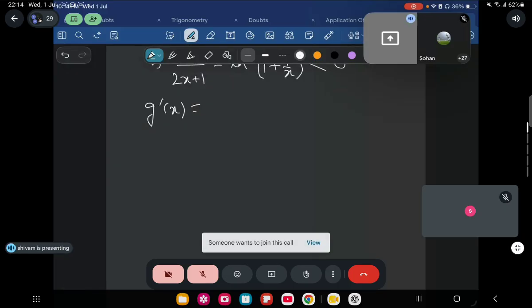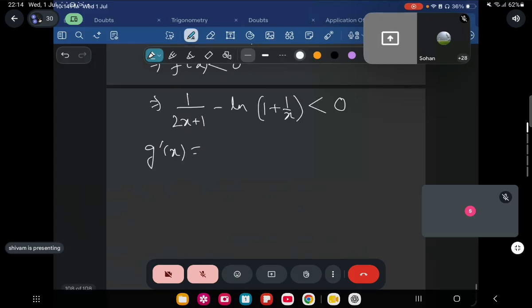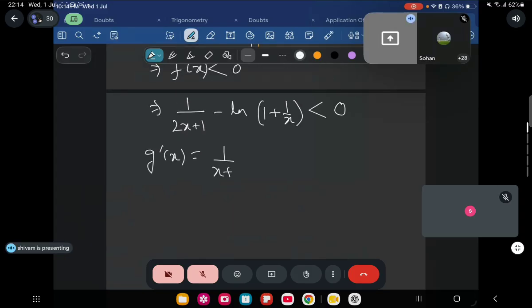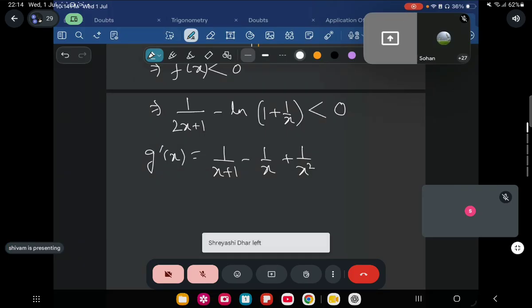So g dash x will be equal to 1 by x plus 1 minus 1 by x plus 1 by x square. Are you getting? Yes or no? Plus 1 by x square. Okay, let us simplify. What does it give us? Again, LCM: x square into x plus 1.